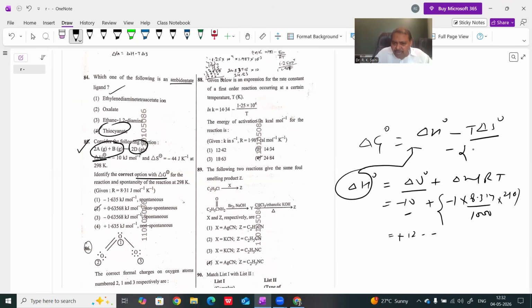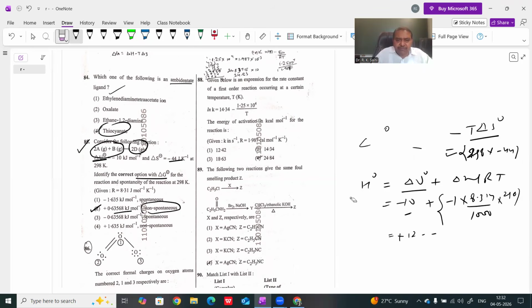Minus T, with T as 298 Kelvin, and delta S is given with a negative sign, minus 44, and as it is negative, it becomes plus. Therefore delta G is positive, and when we calculate the actual value, delta G is this. We know that when delta G of a chemical reaction is positive, the reaction becomes non-spontaneous.